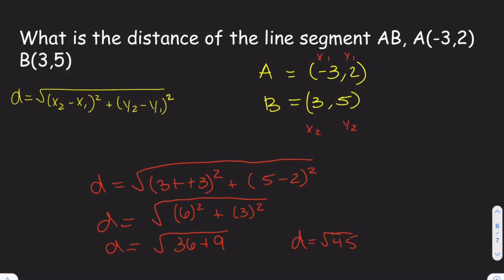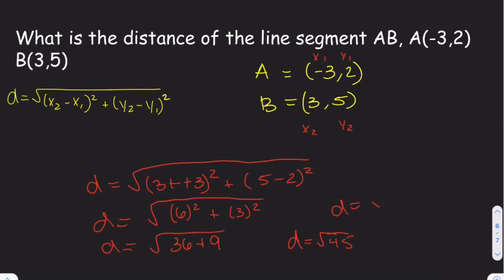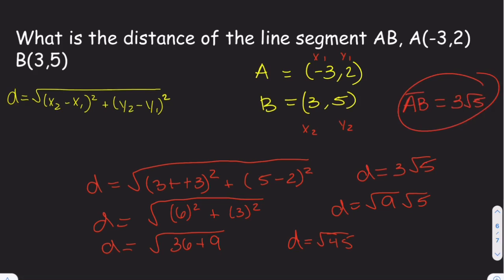Now, 45 is not a perfect square, but you can simplify it. We can do D equals the square root of 9 times 5, and that would be simplified to 3 root 5. So the distance of line AB equals 3 root 5.